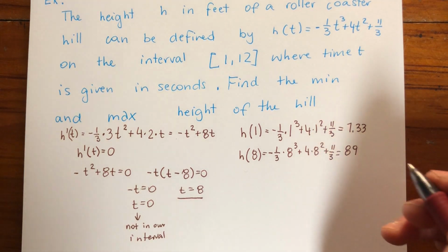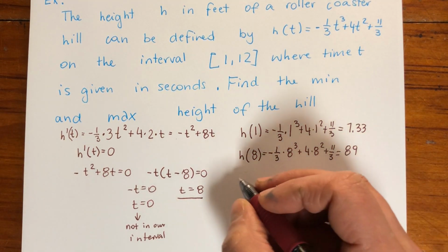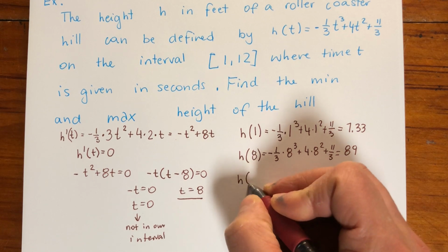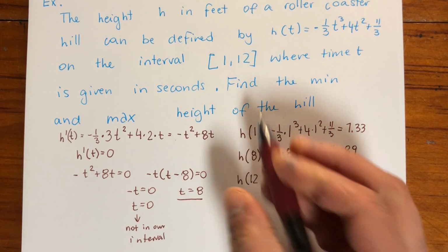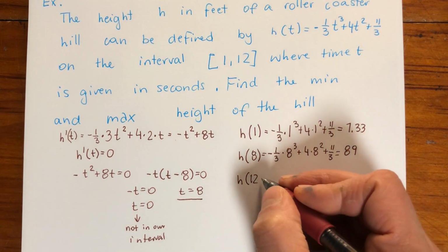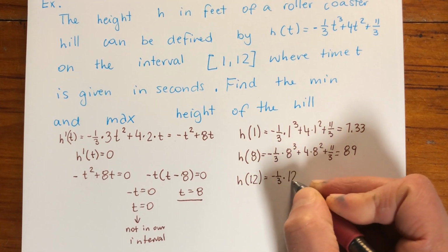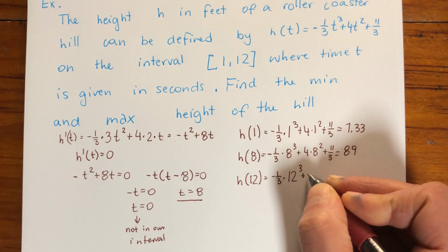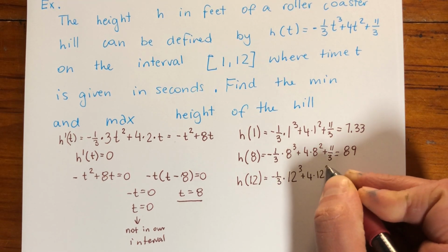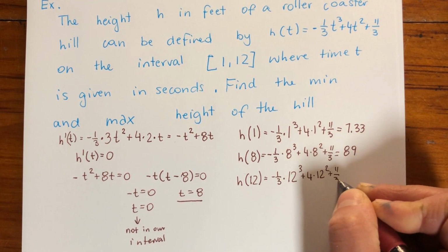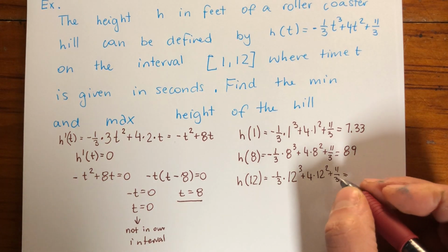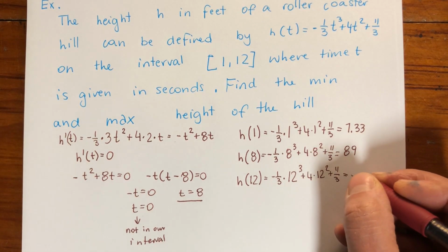And I think 89 was the exact value. And then h of 12, because this is my other endpoint, is going to be negative 1 over 3 times 12 to the power of 3 plus 4 times 12 to the power of 2 plus 11 over 3. And that is going to be equivalent to about 3.67.